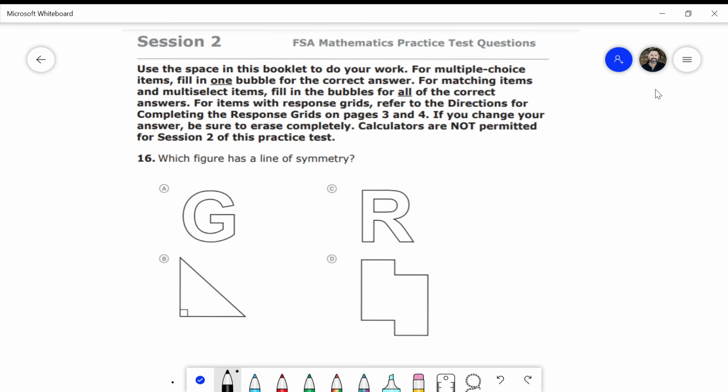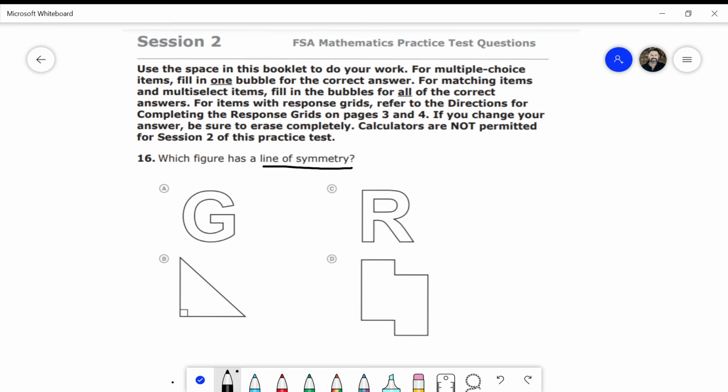So when you get to number 16, we're in session 2 now, and you're not sure how to answer this question, just watch this video. I'll take you step by step through the process. So number 16 is a multiple choice question, just one answer. It's asking which figure has a line of symmetry.